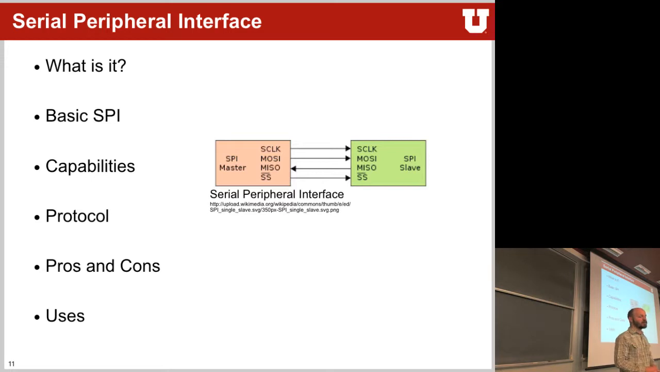Three of them are the most important ones. That's the clock, a MOSI, a MISO, and a chip select line. From this, you can already see that SPI is a synchronous protocol. You have a clock that gets distributed, which makes the implementation a lot simpler. Because now you have a clock signal, you know exactly what's happening.